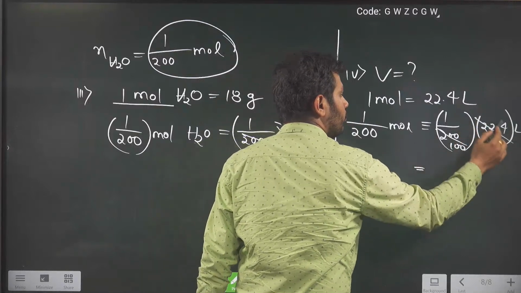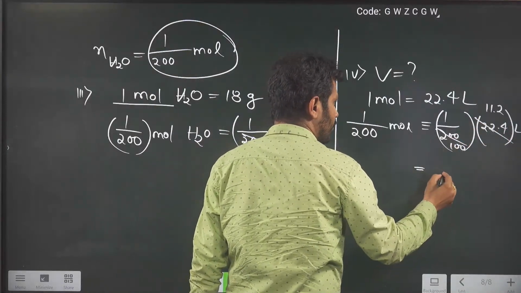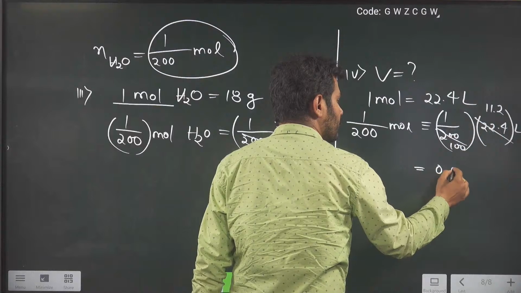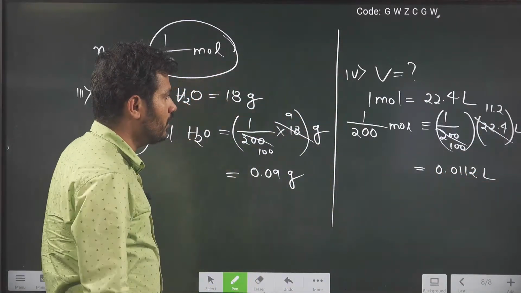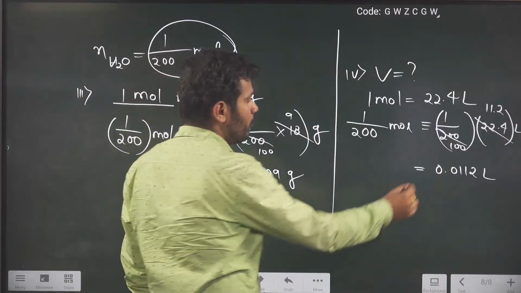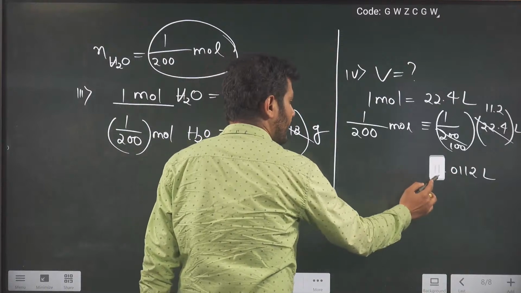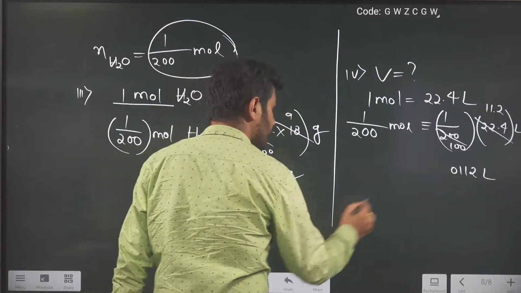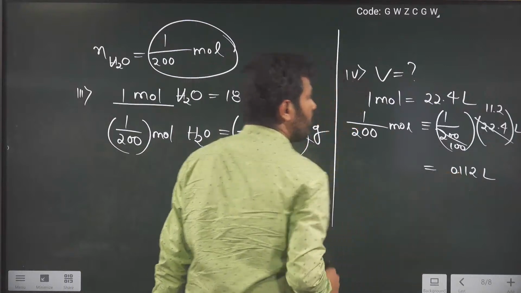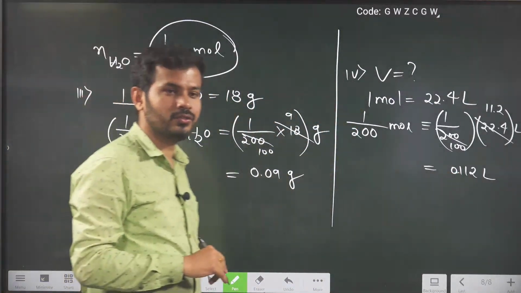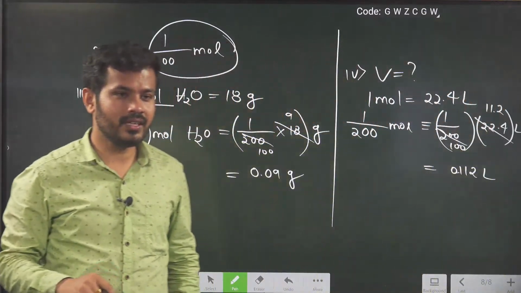200 s are 11.2 s are. So 11.2 divided by 100. So how much is it? It is 0.0112 liter, right? 11.2 by 100, my bad, 0.012. It is 0.112, right? 0.112. This is the answer to this question. Yes, Pranati and several others have answered this question.